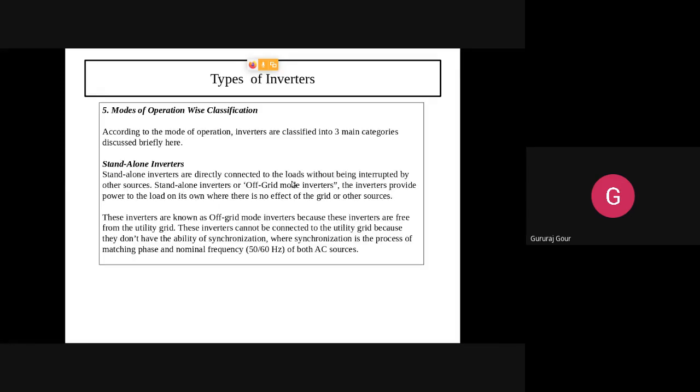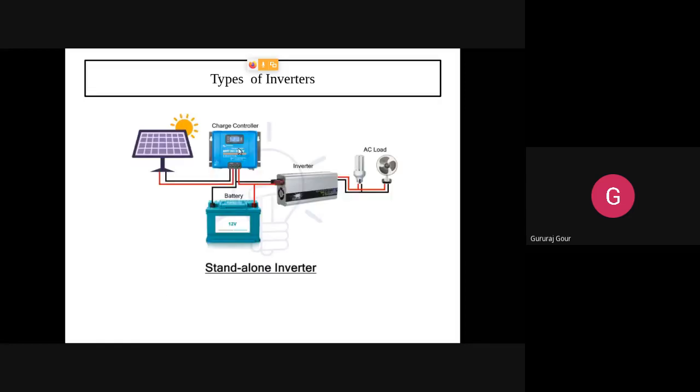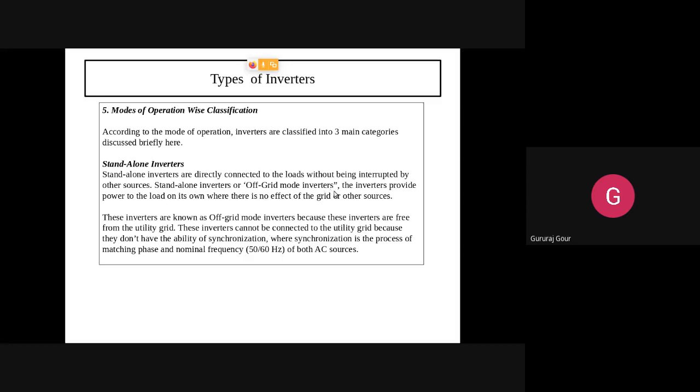Standalone inverters are directly connected to the loads without being interrupted by the other sources, which are also known as off-grid mode inverters. Off means normally the kind of supply, guys, what we are getting is directly from the main supply. That is known as a main supply, also known as a grid supply. In absence of main supply or grid supply, our inverter will be turned on like this one. When the main supply is there, it is charging the battery. When grid supply is not there, that is what is known as off-grid mode.